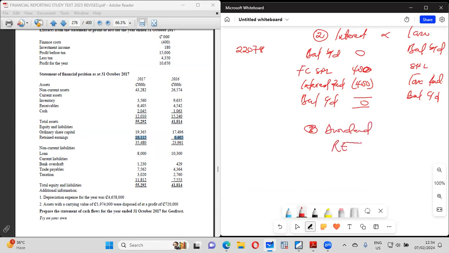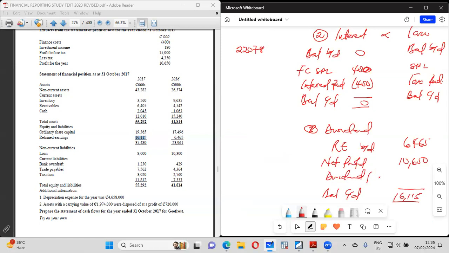Retained earnings brought down 6465. Net profit after tax 10,650. Balance carried down 16,115. What is the difference? So I have 6465 plus 10,650, deducting that from 16,115. 1,000 is a dividend paid rather. Thousand. All right, so it means we can close out our investing.